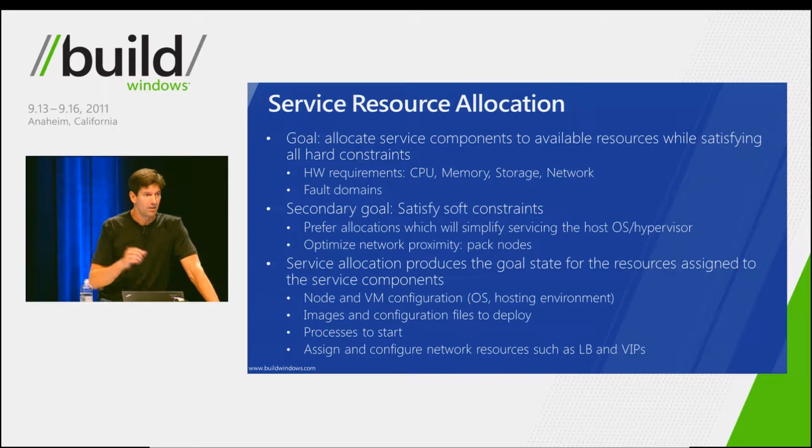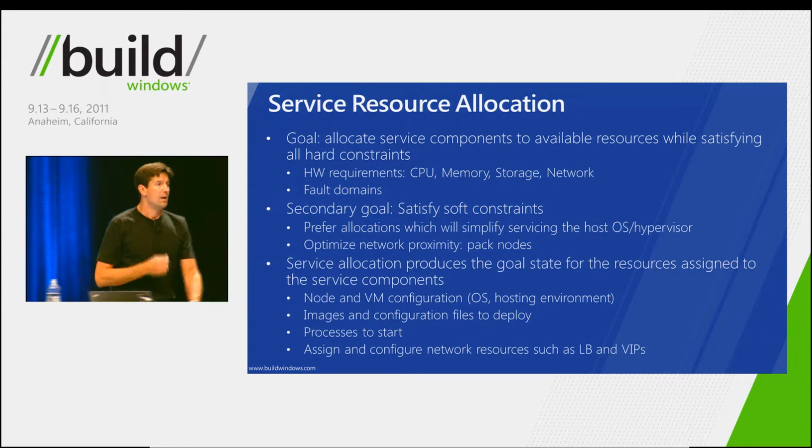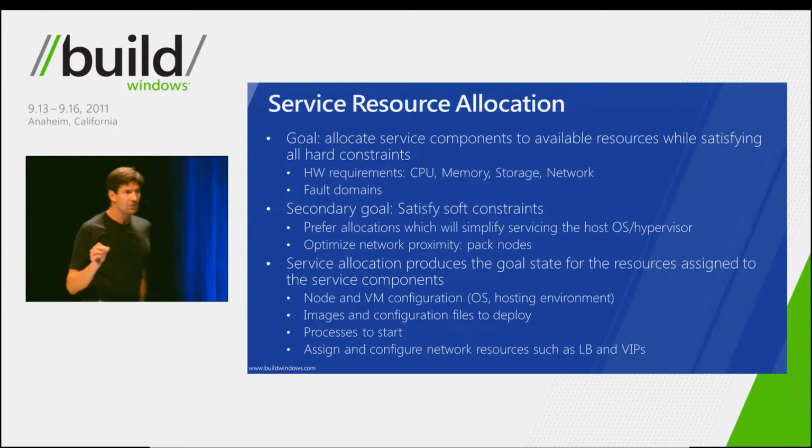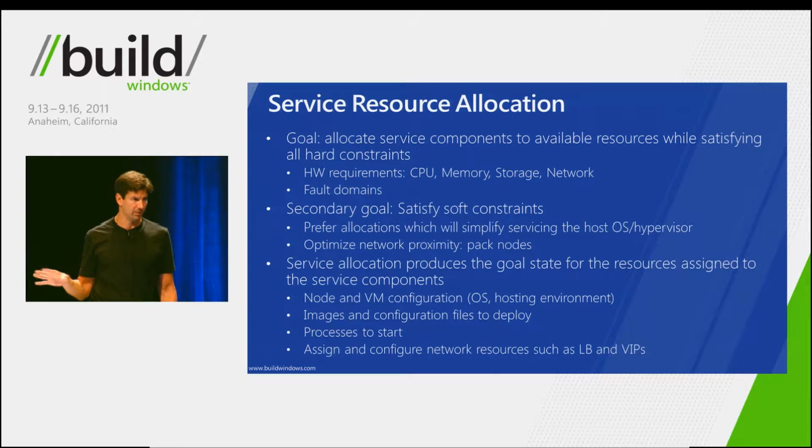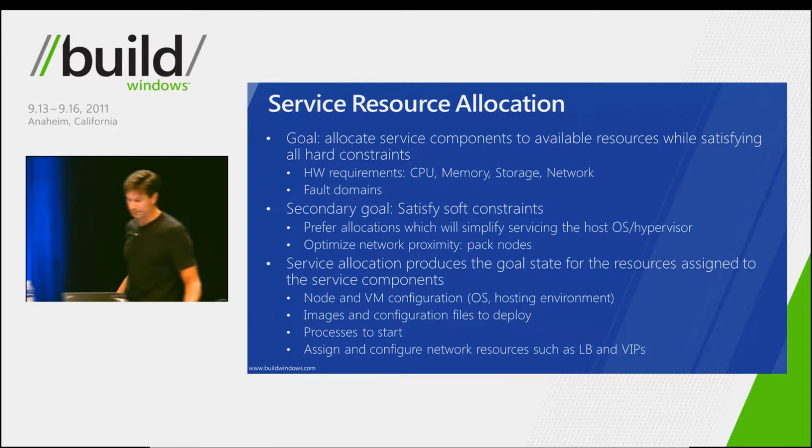Well, we need to find a node that has 8 cores on it available to give you your extra large VM. And by the way, we do not over-provision cores or memory. So when you ask for an extra large VM, you get 8 cores and you get 14 gig of RAM. You're not sharing that with anybody. Disk, you might be sharing with somebody. And I'll talk about that in a second.